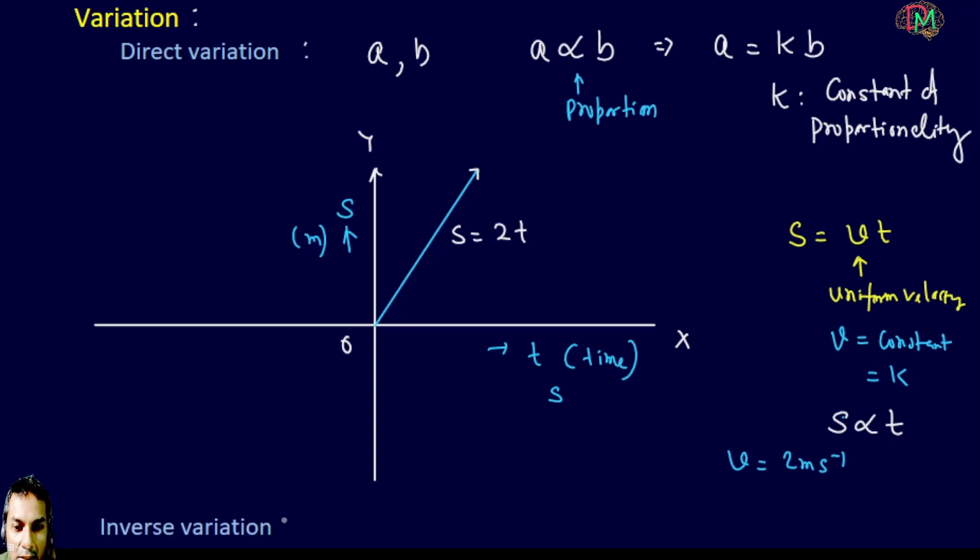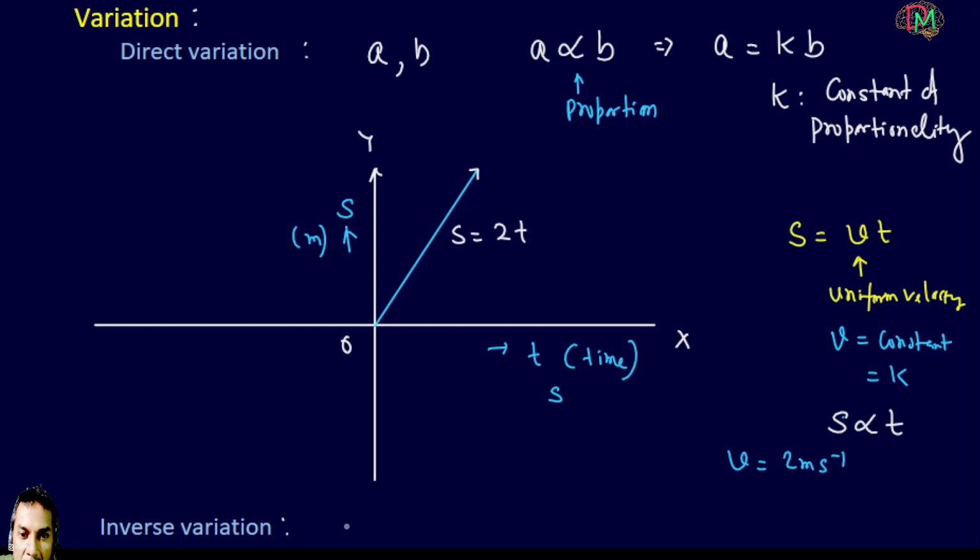Now we learn the inverse variation. So what is inverse variation? In this case, when one quantity increases, the other quantity decreases. So they are inversely related.